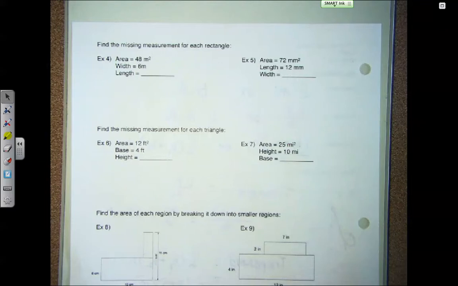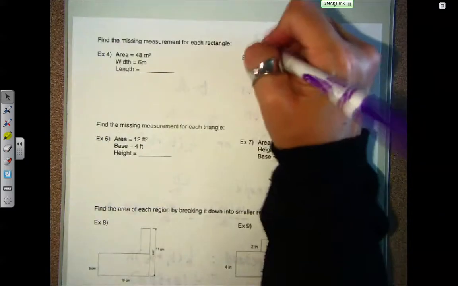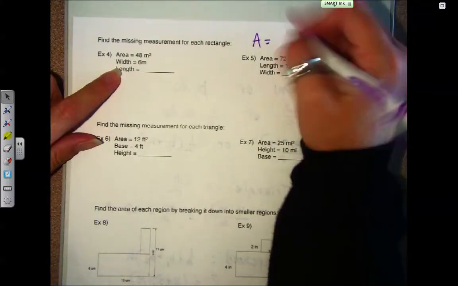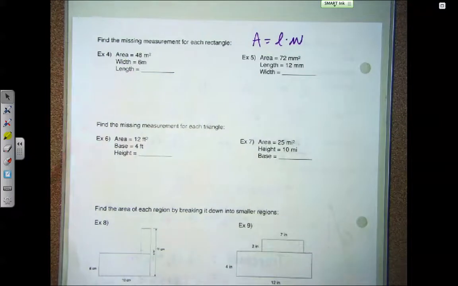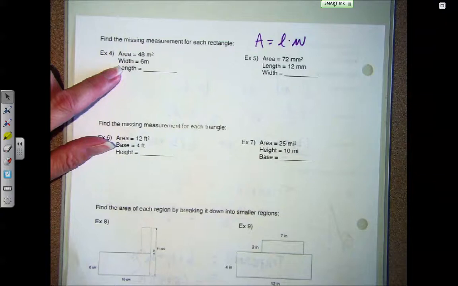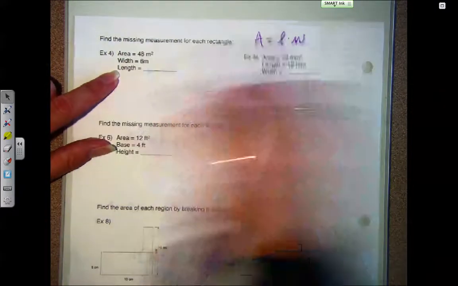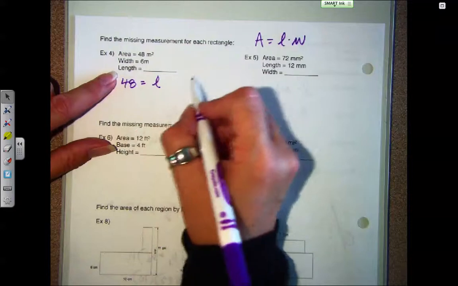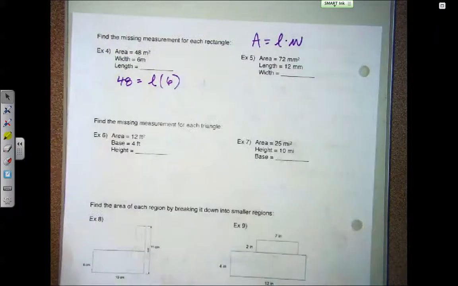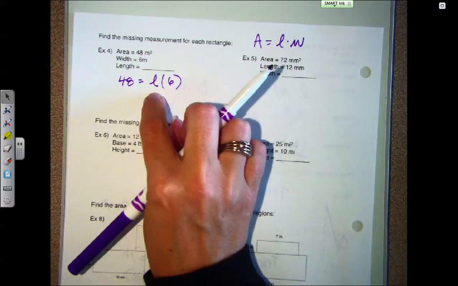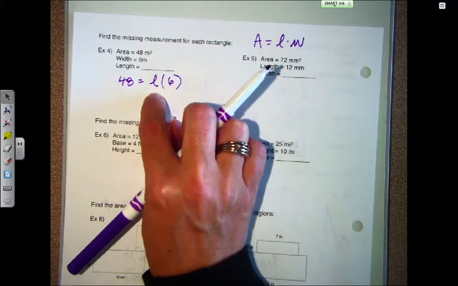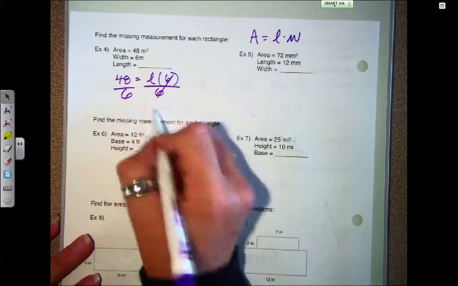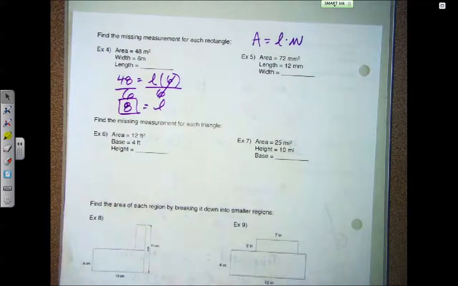Find the missing measurement for each rectangle. What is the formula for a rectangle? Okay, area equals length times width. So I'm given that my area is 48, my width is 6, and my length is unknown. If I fill in what I know, I can solve for the unknown. So my area is 48, and that equals my unknown length times my width, which is 6. 8. You guys, how'd you do that? Because 8 times 6 is 48. You guys worked on basic algebra last year, correct? Yes. All right. How do you get the L by itself? You divide both sides by 6. So the length equals 8, which is what you guys knew, correct?